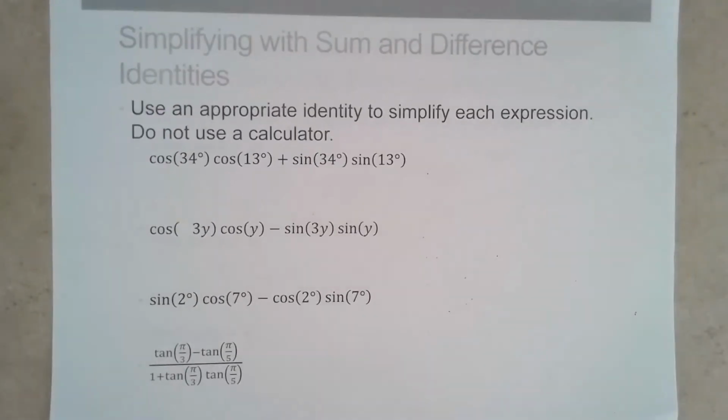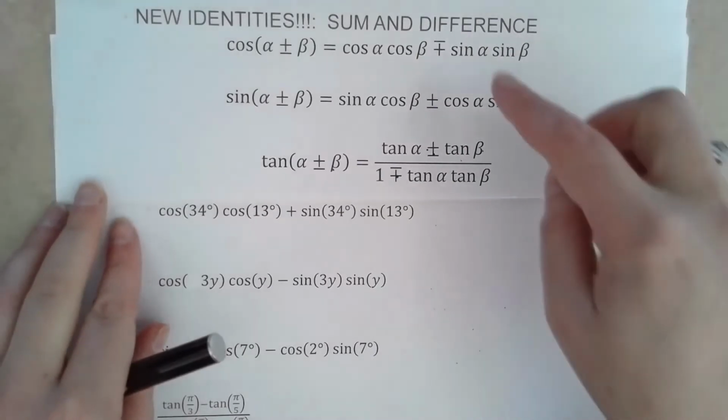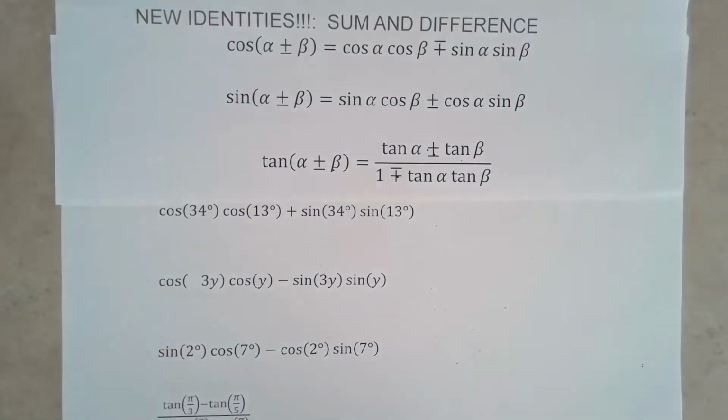So as I said, we're going to do something a little bit different. This one, we're going to use an appropriate identity to simplify each expression, and we're not going to use a calculator. So normally we're given something like cosine of 255 and we break it up. This time, if you notice, these are already broken up into our identities, and we actually are going to stick them back together.